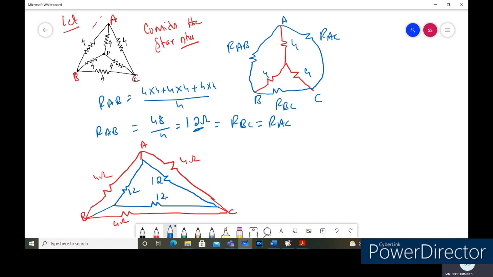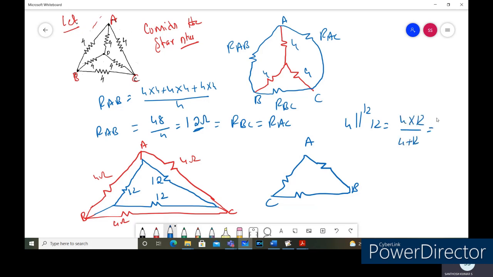The 4 ohm is parallel with 12 ohm, and 4 ohm is parallel with 12 ohm, so we get the equivalent value here. We can replace it between the nodes A, B, C. That is 4 ohm parallel with 12 ohm, which becomes 4 into 12 divided by 4 plus 12. So this is 48 divided by 16, which equals 3 ohm. So this is 3 ohm, this is 3 ohm, and this is 3 ohm.